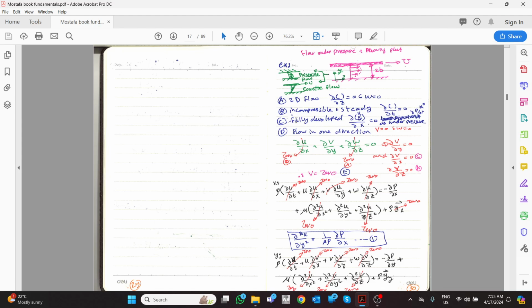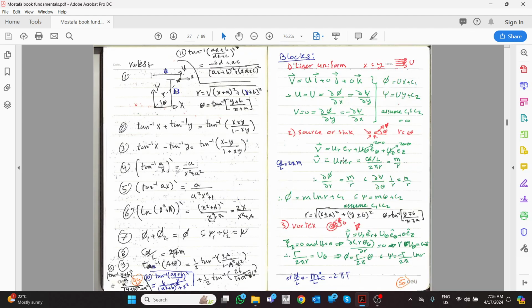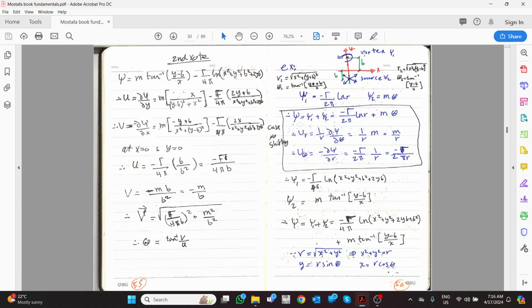We need to check if it is fully developed or not, and we need to reach the point where the flow is in one direction. Otherwise we will have a lot of U's and V's and W's, which we can never solve. So if it is not flow in one direction and you try to solve the Navier-Stokes mathematically, don't do it. If it is not one-direction flow, go to the potential flow.